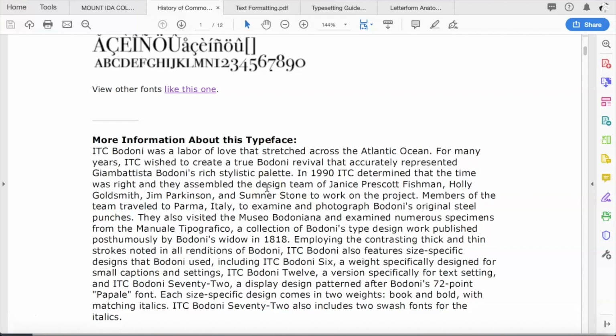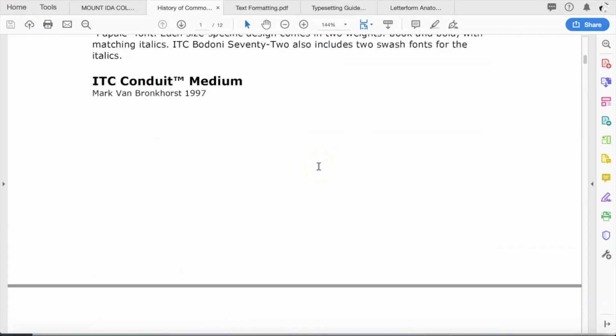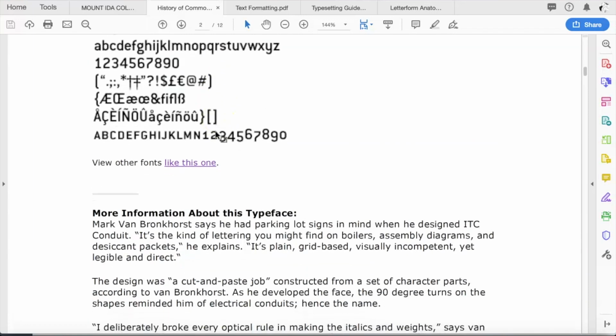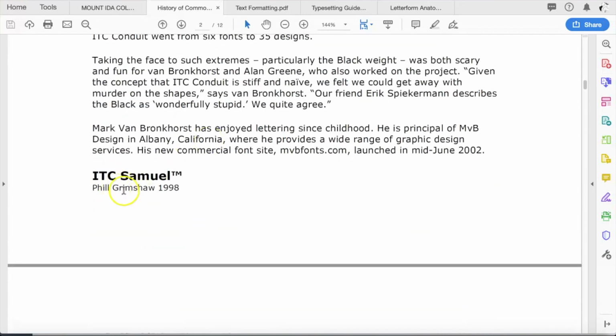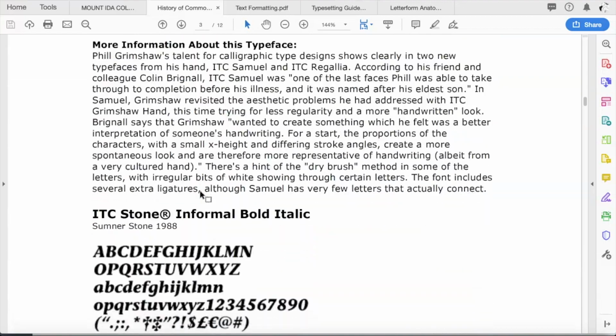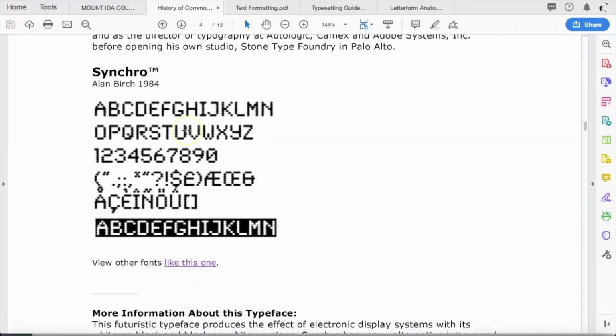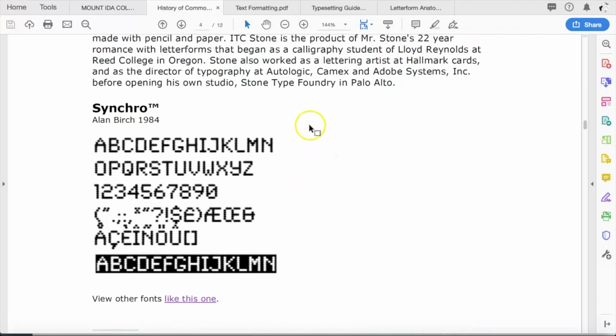You know, typography can be a little dry, but it is a very important part of visual design. It's basically 50% of visual design if you think about it. And there's a bunch of them. There's ITC Conduit, designed in 1997. There's ITC Samuel, designed in 1998, and so on and so forth. So this is just a really quick overview of a bunch of typefaces, just to give you an idea that there are actual people and designers behind these and how they're developed.